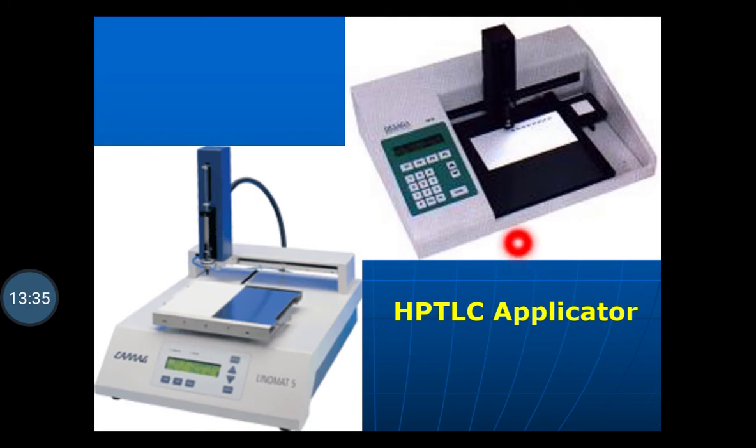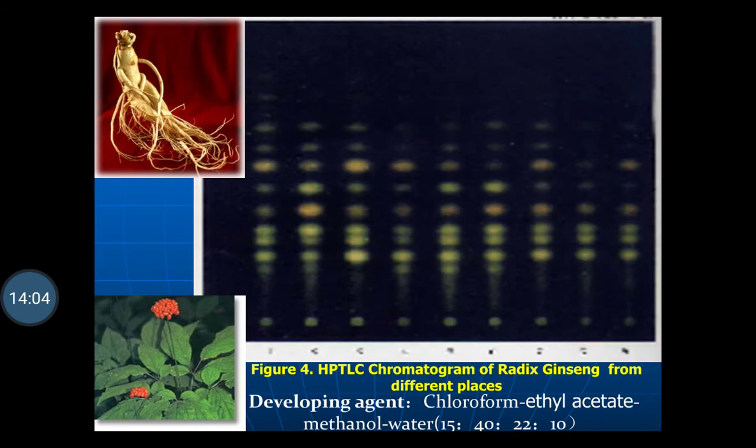Here you can see in this picture the applicator is applying the bands of the test and the standard over the TLC plate. In this case, you have to fix the syringe containing the test and the standard here, and then the pressure on the plunger is applied with the help of the inert gas which is supplied to this applicator.